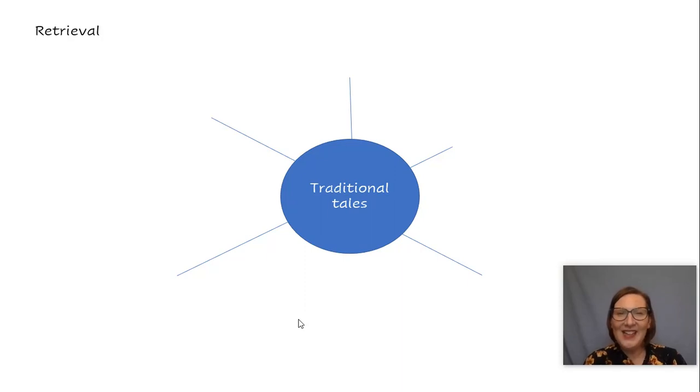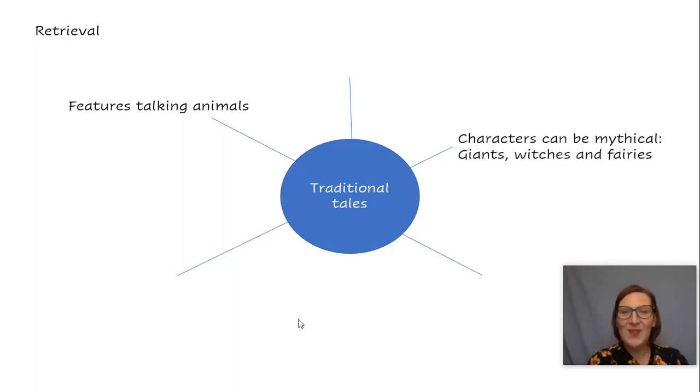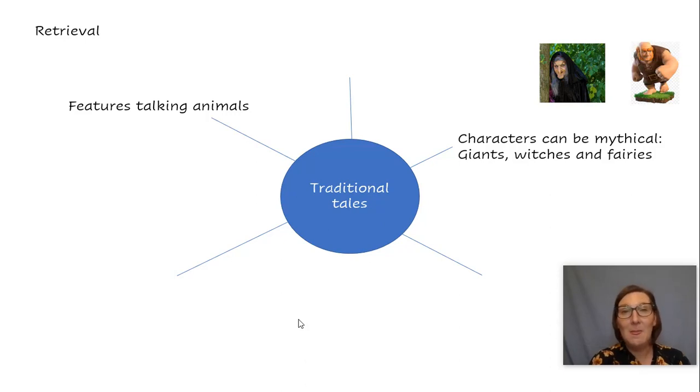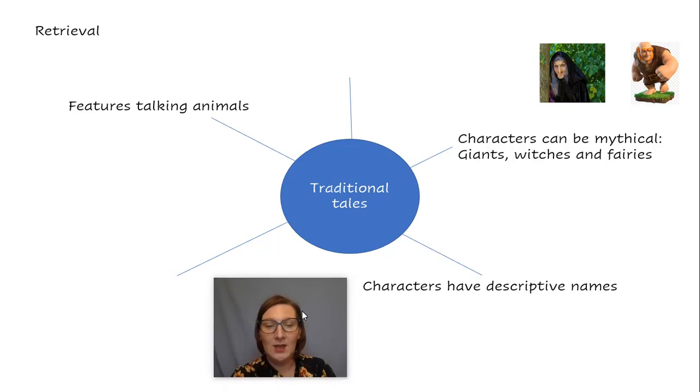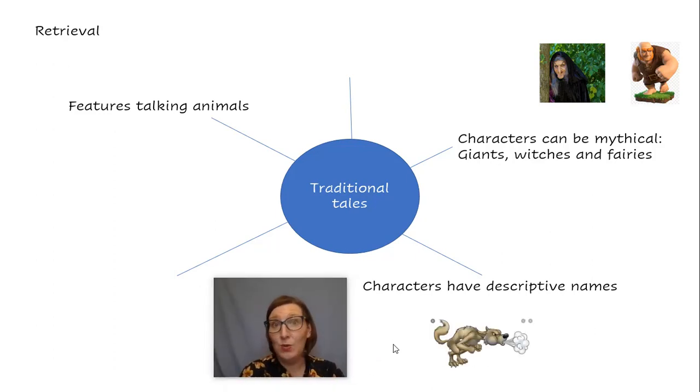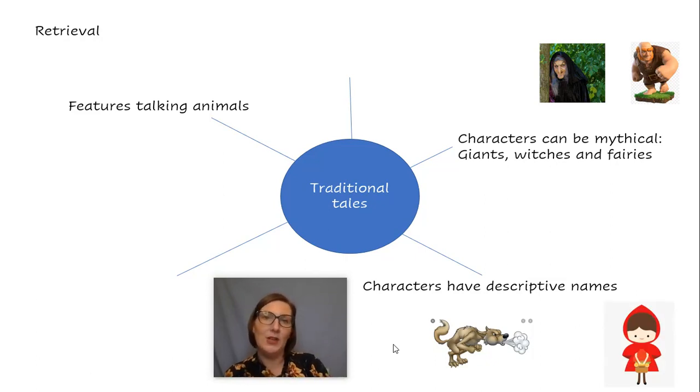How did you get on with that? Shall we see if we got the same things and see if you could recall all of those key parts and the key elements that make up a traditional tale? Well, remember we talked about that often traditional tales feature talking animals, and sometimes they might have characters which can be mythical, such as giants, witches and fairies. We also said that the characters have descriptive names such as the Big Bad Wolf and Little Red Riding Hood.